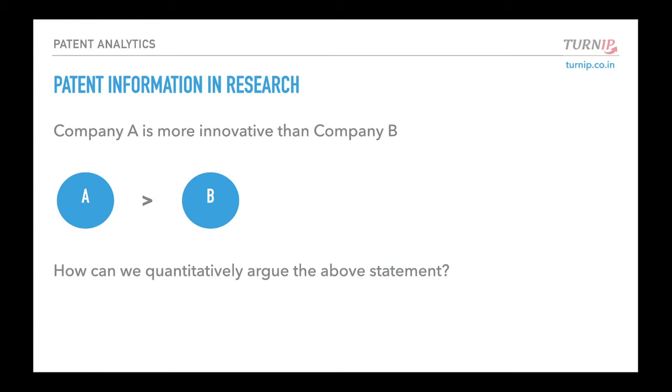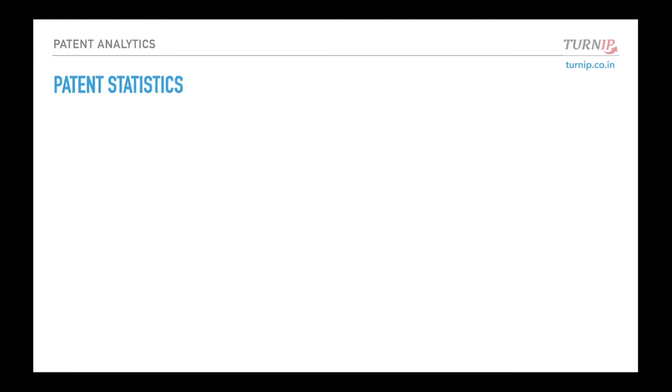So again, just to emphasize the point that patent information is one of the best possible ways to say whether company A is more innovative than company B, and hence to draw implications out of it: because company A is more innovative, what can be in store for them in the future and so on. So yeah, okay, moving on.